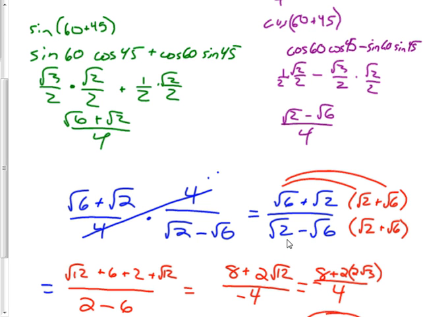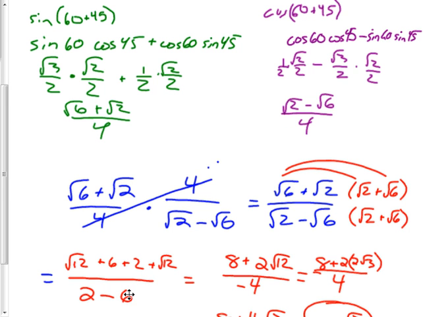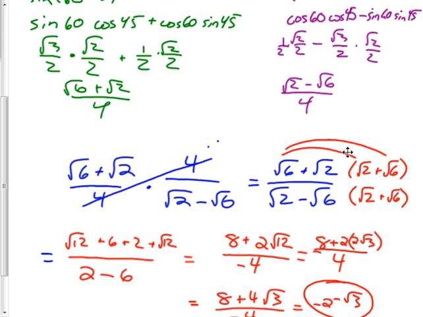So in this case, we're going to use the difference of squares and use its conjugate, which is root 2 plus root 6. So that way when you FOIL it out, you get root 2 times root 2, which is root 4, plus root 12 minus root 12 minus 6. So you end up with just a 2 minus 6 on the bottom. You FOIL the top, you get root 12 plus 6 plus 2 plus root 12.